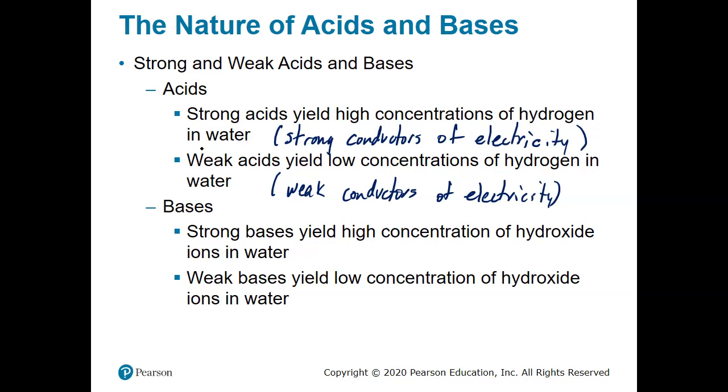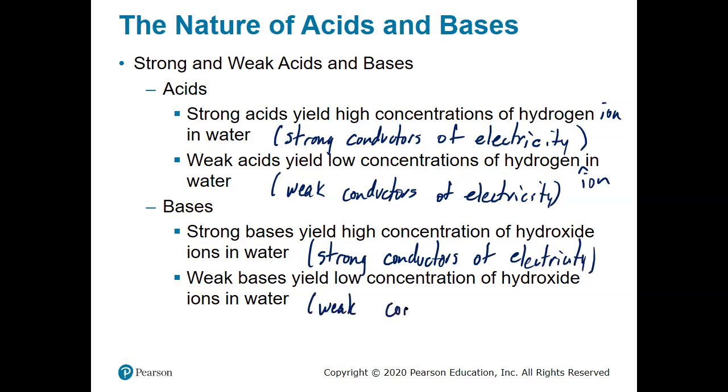But in the case of strong acids, we see that because they have high concentrations of hydrogen ion, they're going to be strong conductors of electricity. Because weak acids have low concentrations of hydrogen ion, they're going to be weak conductors of electricity. The same is true for bases. Bases that are strong will also be strong conductors of electricity. And weak bases will be weak conductors of electricity.